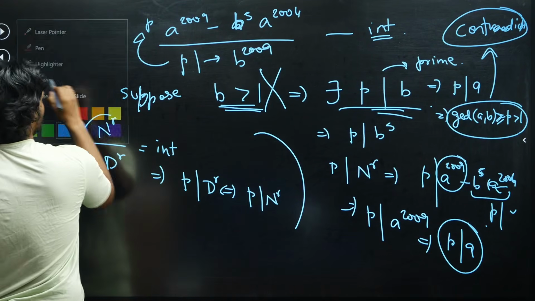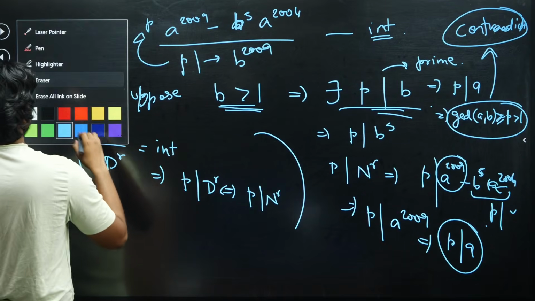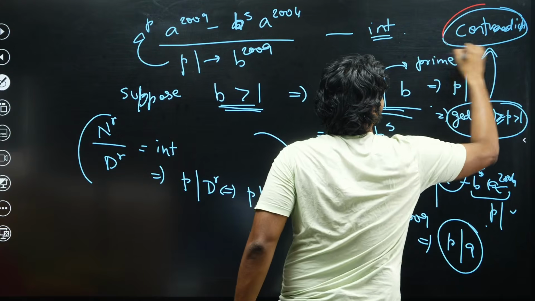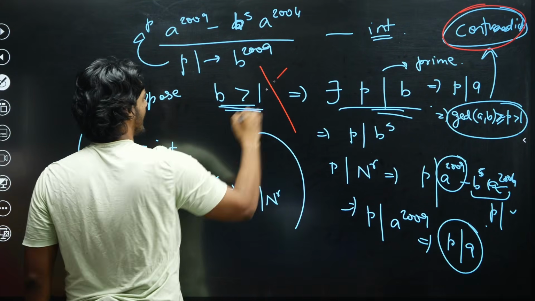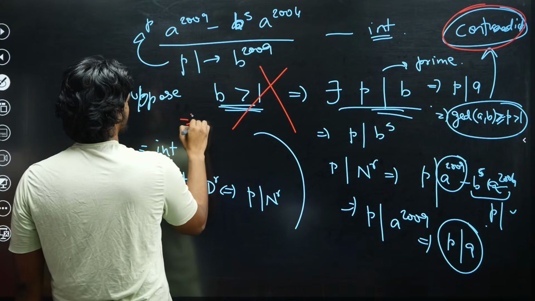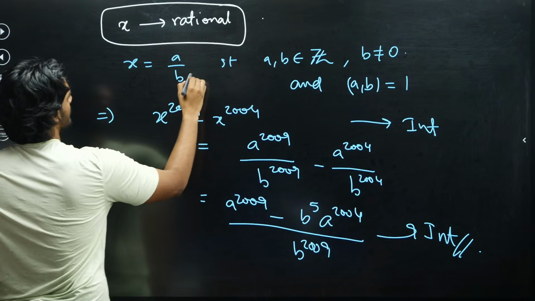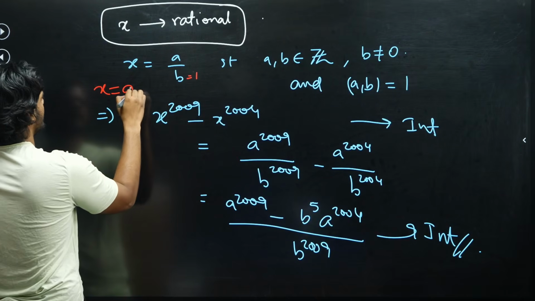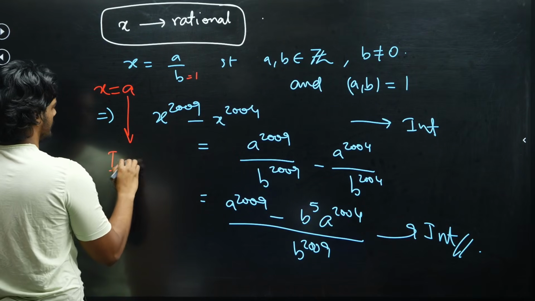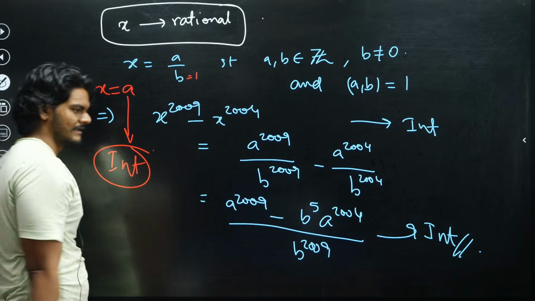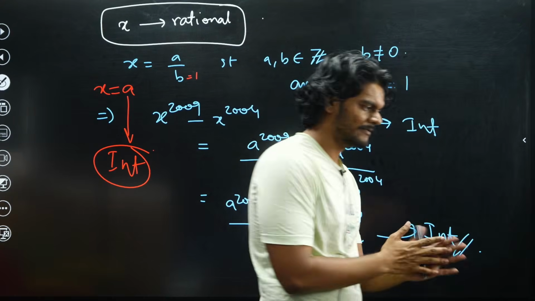Because of the contradiction, this cannot happen. That means b is equal to 1. And if b is equal to 1, x is equal to a, an integer. That is the solution.